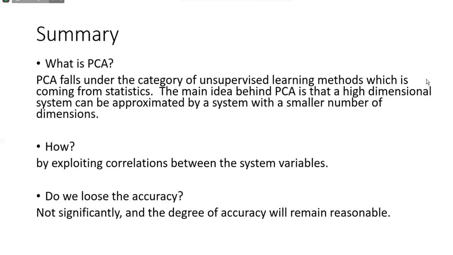And do we lose accuracy? That's a very important question. The answer is not significantly, and the degree of accuracy will remain reasonable. What do we mean when we say reasonable? When we are losing some accuracy, even if it is not significant, we are losing some accuracy. So that should be important for us because we want our model to be as good as it can be.